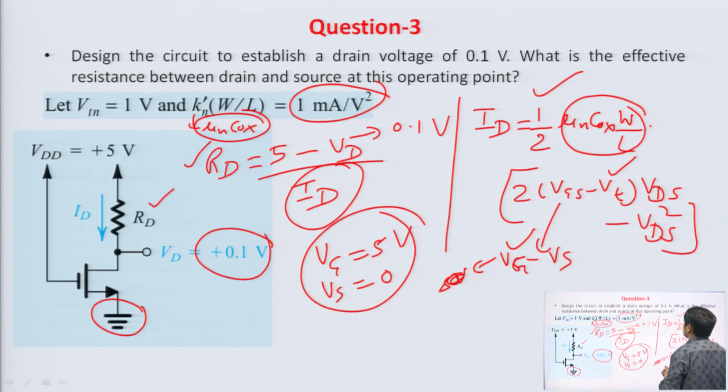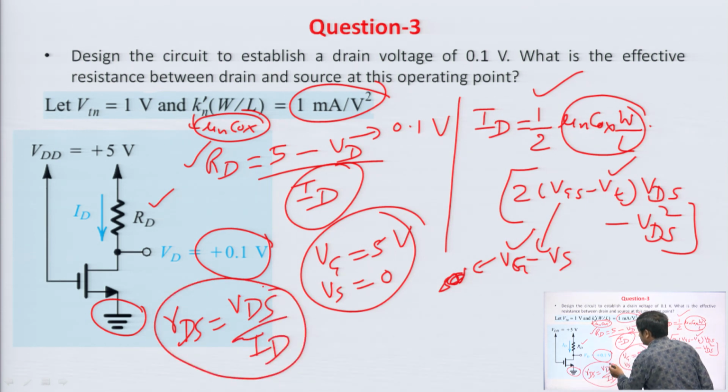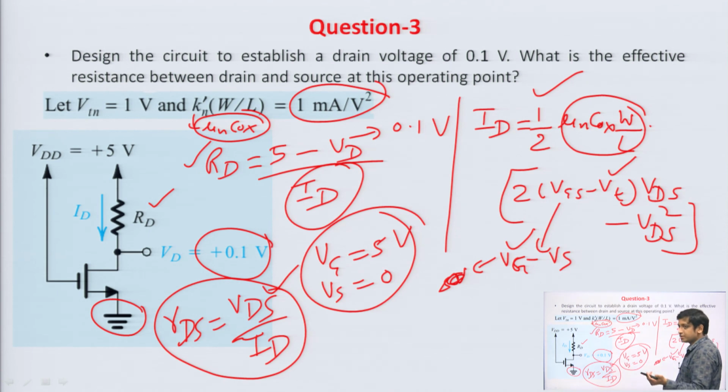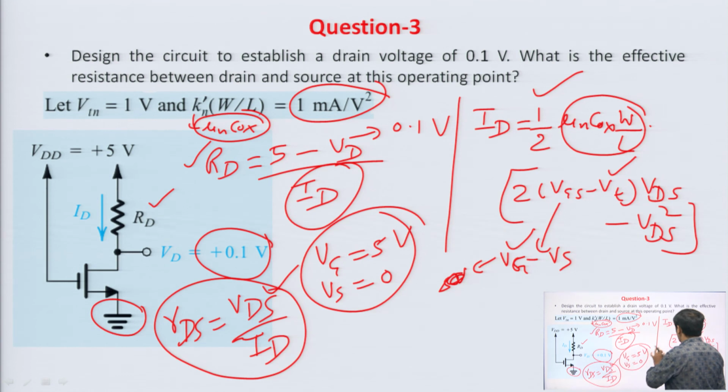After calculating the value of Rd, now we have to find out the effective resistance between drain and source. Since this MOSFET is in linear region, the effective resistance between drain and source is defined as VDS upon ID. RDS is equal to VDS upon ID, and we know the value of VDS, that is VD minus VS. VD is 0.1 volt, VS is 0, and ID we have calculated.